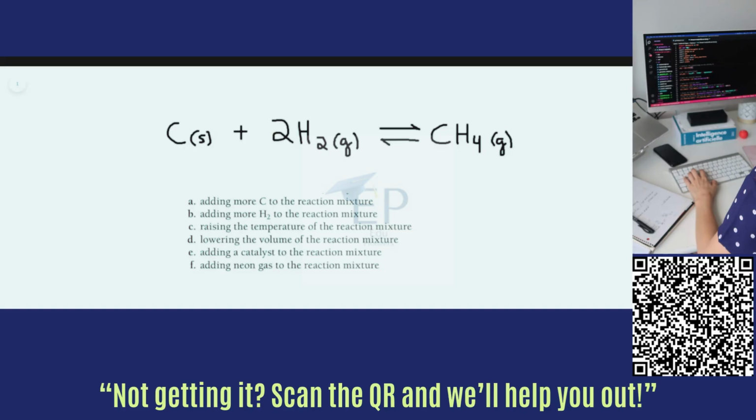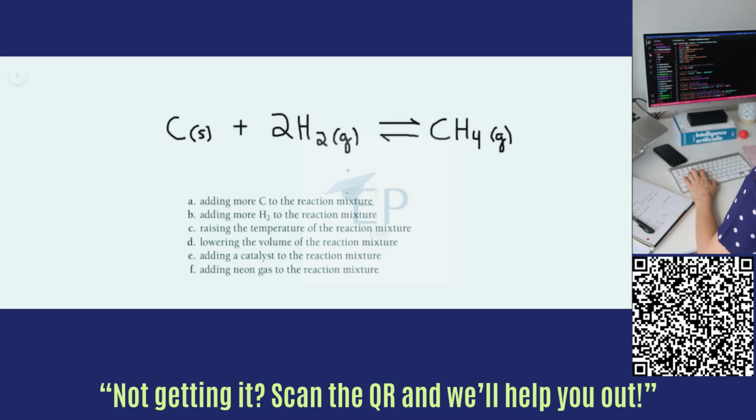This question says that coal, which is primarily carbon, can be converted to natural gas, primarily CH4, by the exothermic reaction, where carbon with hydrogen gas goes to methane, or CH4. And then it asks which disturbance favors CH4 at equilibrium, and it gives us all of these options here for different disturbances to the reaction. It's asking which is going to shift it towards the products. So let's just go down the list here and see what each of these would do.